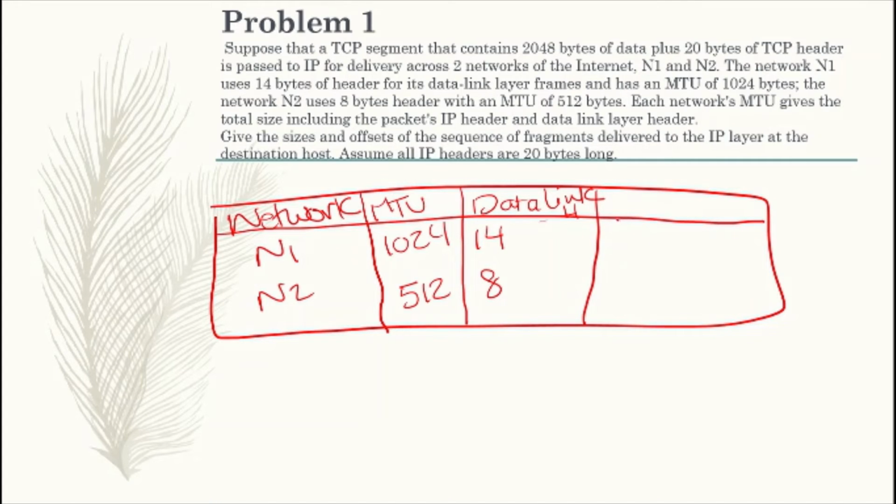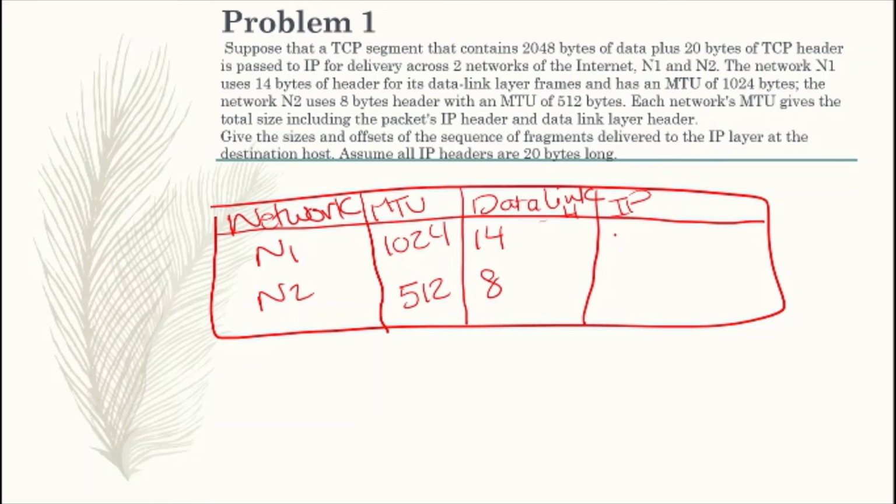As for the IP header, we'll know its size when we complete reading the question. Each network's maximum transmission unit gives the total size, including the packet's IP header and the data link layer header. Give the size and the offset of all the fragments delivered to the IP layer at the destination host. Assume all IP headers are 20 bytes long.